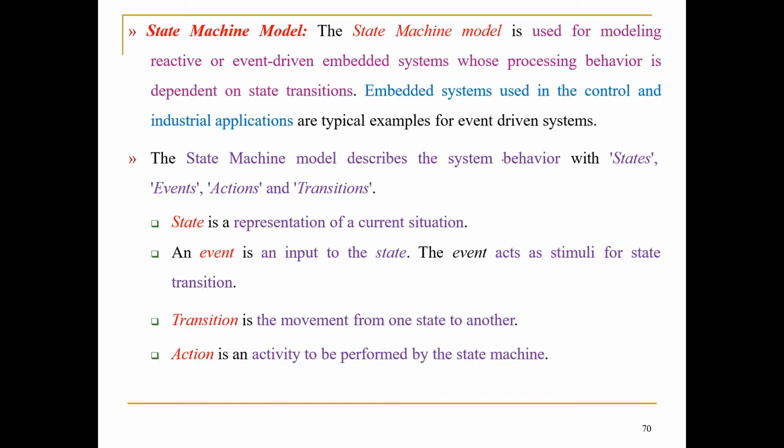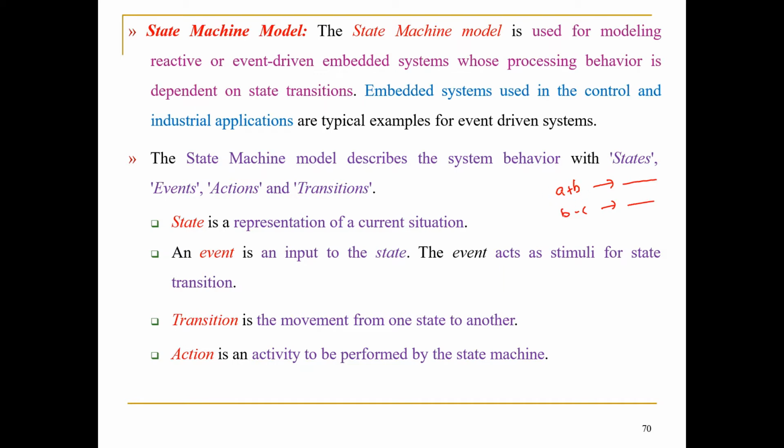The state machine model is a model which is reactive, or which is actually used for event driven or reactive embedded systems. So what do you mean by reactive or event driven embedded systems? For example, if A plus B happens, only then the next execution takes place. Only if B minus C happens, then the next instruction gets executed. So this is what is meant by event driven.